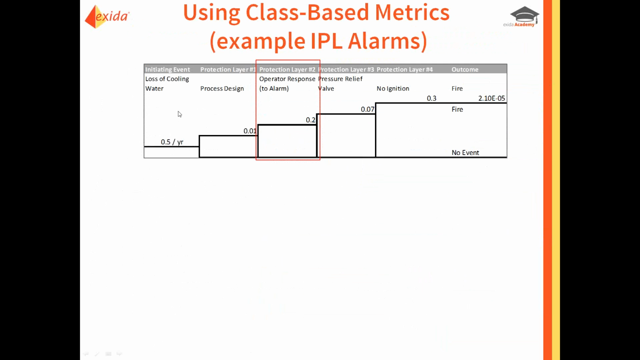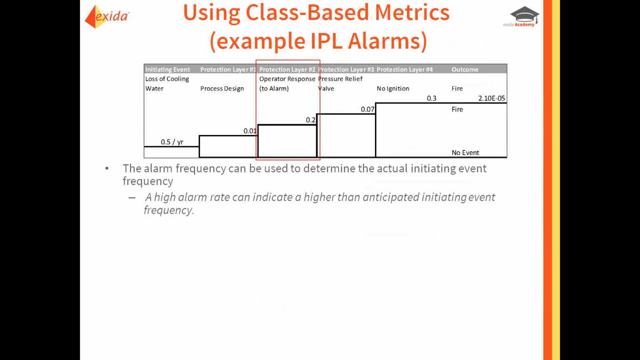In this case, we've got an initiating event of a loss of cooling water that we predict occurs once every 2 years. And then we see the different layers of protection that are in place to prevent that from escalating to a fire. One of those layers of protection is the operator response to an alarm, so the IPL alarm. So using class-specific metrics, we can see the frequency of how often that IPL alarm occurs, which means the activation of layer number 2 of our protection layer stack.